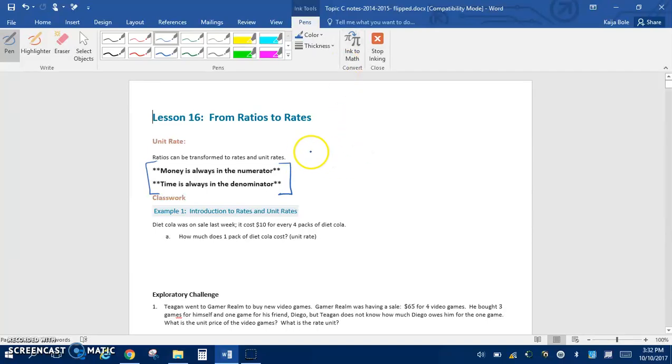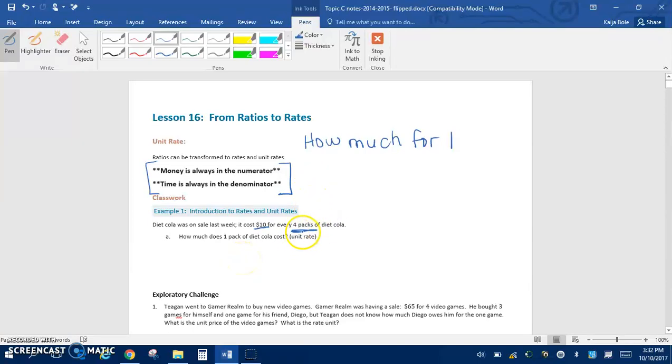Unit rate essentially is how much for one of the item we're talking about. So that's what unit rate is. We're going to look at this example here. It says Diet Cola was on sale last week. It cost $10 for every 4 packs of Diet Cola. How much does 1 pack cost? So we're looking for the unit rate.